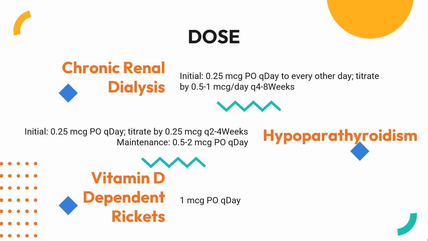Dose. Chronic renal dialysis-associated hypocalcemia. Oral. Initial, 0.25 micrograms PO/day to every other day, titrate by 0.5 to 1 mcg/day every 4 to 8 weeks. IV. Initial, 1 to 2 micrograms or 0.02 micrograms per kilogram, 3 times/week, adjust dose every 2 to 4 weeks. Maintenance, 0.5 to 4 micrograms IV, 3 times/week.